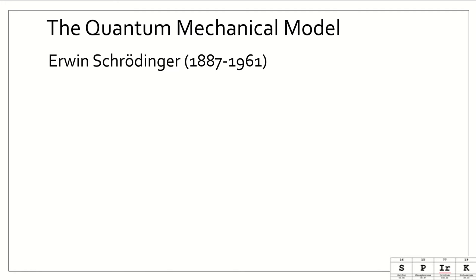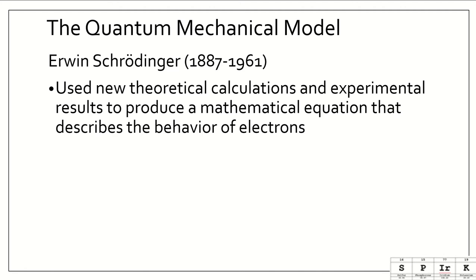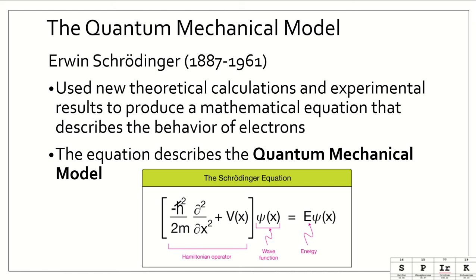The quantum mechanical model. So this guy's name is Erwin Schrödinger. He used new theoretical calculations and experimental results to produce a mathematical equation that describes the behavior of electrons. And the equation describes the quantum mechanical model. And as you see here, we probably have lots of symbols, maybe some things that you haven't seen before. We have what we call Hamiltonian operators, wave functions. This is a bunch of crazy upper level calculus that we will not get into, but I just want you to see what this equation can look like.